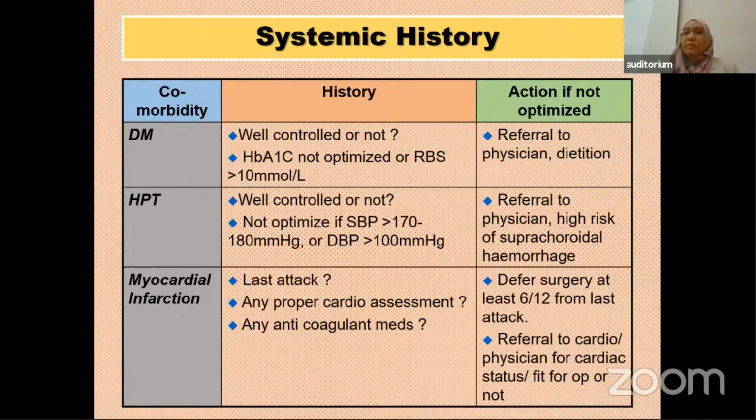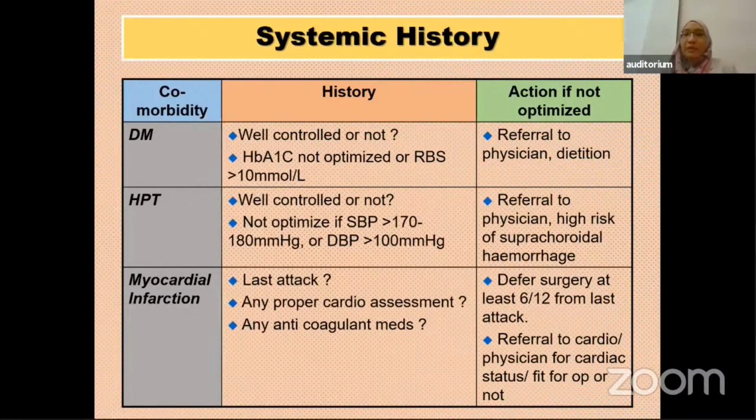If the systolic blood pressure is more than 170 to 180, and or diastolic blood pressure more than 100, we need to have input from a physician also, because in this type of patient there's a high risk of suprachoroidal hemorrhage. Plus if the patient is obese, has a short neck and so on, the risk of suprachoroidal hemorrhage is much higher.